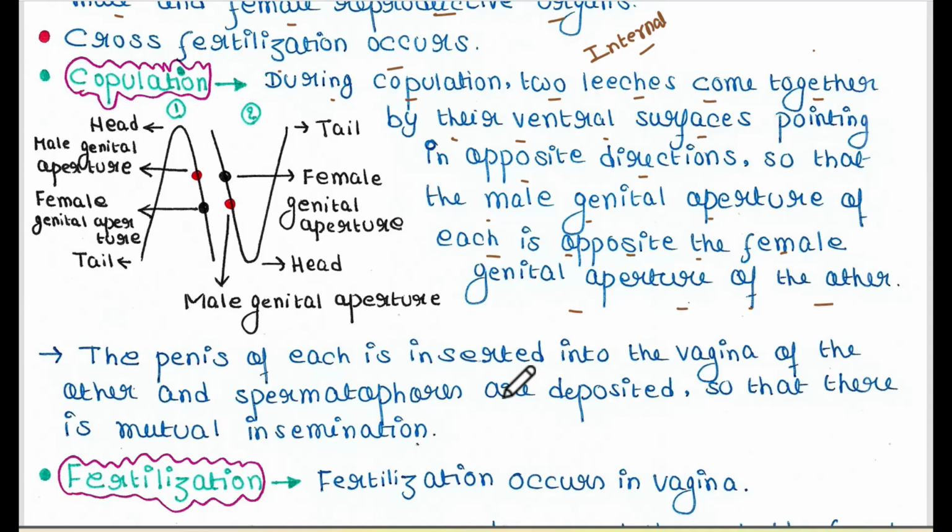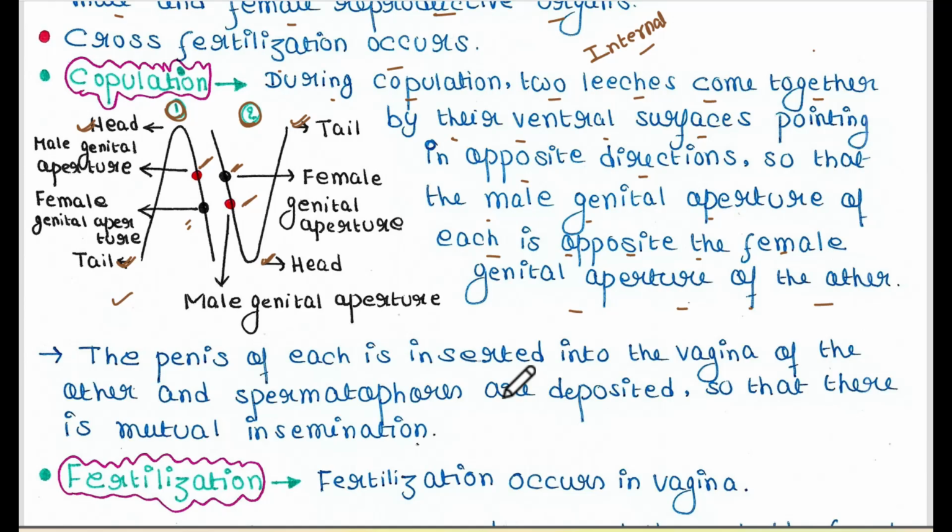So here is the image you can see. This is the first leech and this is the second leech. Both of them are hermaphrodites and this is the head portion of the first leech and here is the head portion of the second leech. Here is the tail of the first leech and here is the tail of the second leech. That means they orient themselves in opposite directions. And here the red one is the male genital aperture and this black one is the female genital aperture.